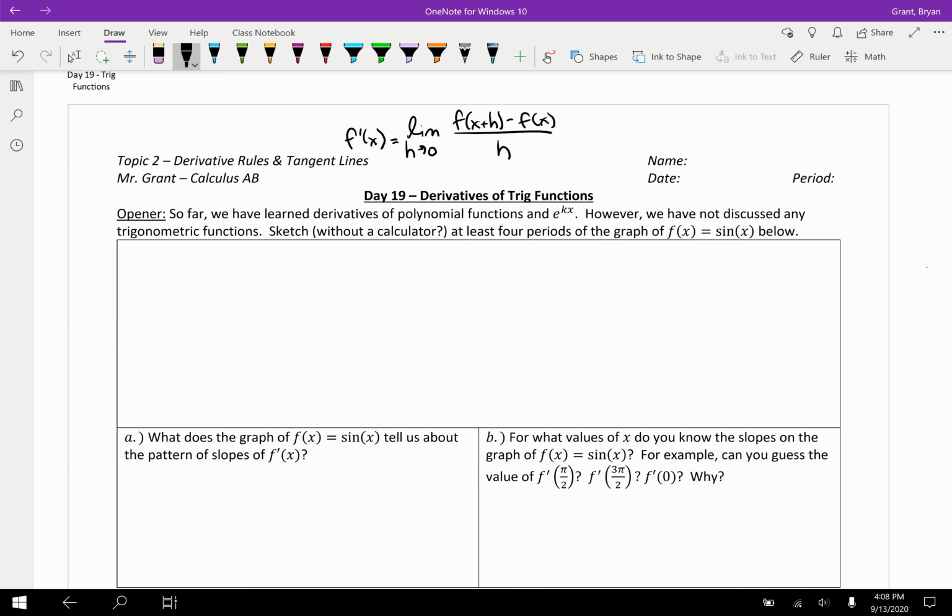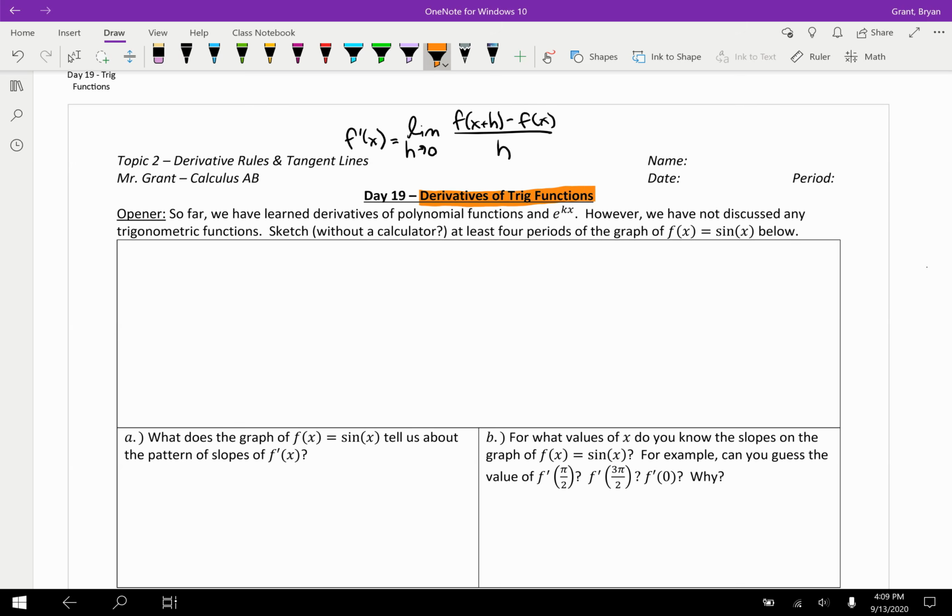So let's go ahead and get to today. We're going to be focusing on derivatives of trig functions. We are going to go through all 6 of our trig functions: sine and cosine, secant, cosecant, tangent, cotangent. You don't need to know a ton about those functions, but you need to know a little bit, and I think you'll get a pretty decent review as we go through today.